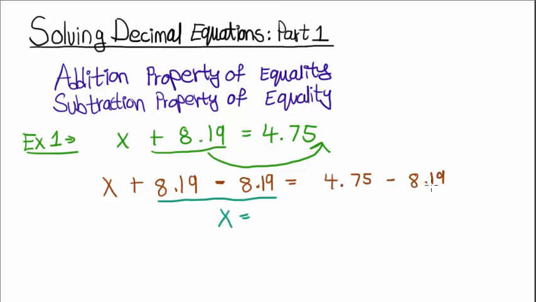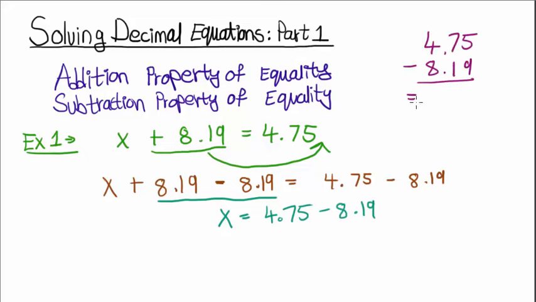And then on the right-hand side, I am simply left with 4.75 minus 8.19. When I evaluate this over here, I will be left with my final answer. And I leave it up to you to verify this, but the answer will be negative 3.44. So x is equal to negative 3.44.